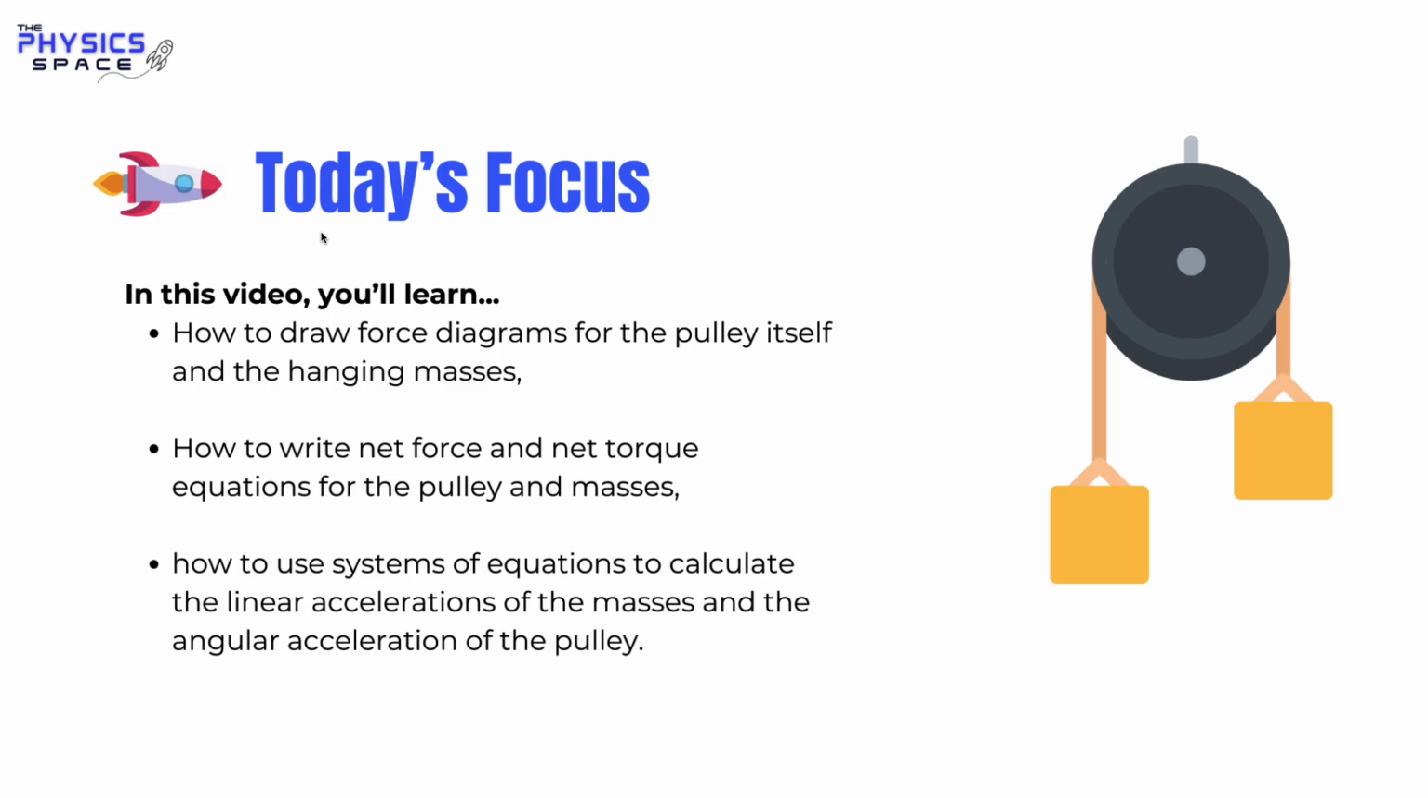Today we're going to focus on solving a problem where we have a pulley that has mass in this Atwood machine setup. So you're going to learn how to draw force diagrams for the pulley itself and also the hanging masses. We're going to write some net force and net torque equations for the pulley and masses and use systems of equations to calculate the linear acceleration of the masses, and the angular acceleration of the pulley.